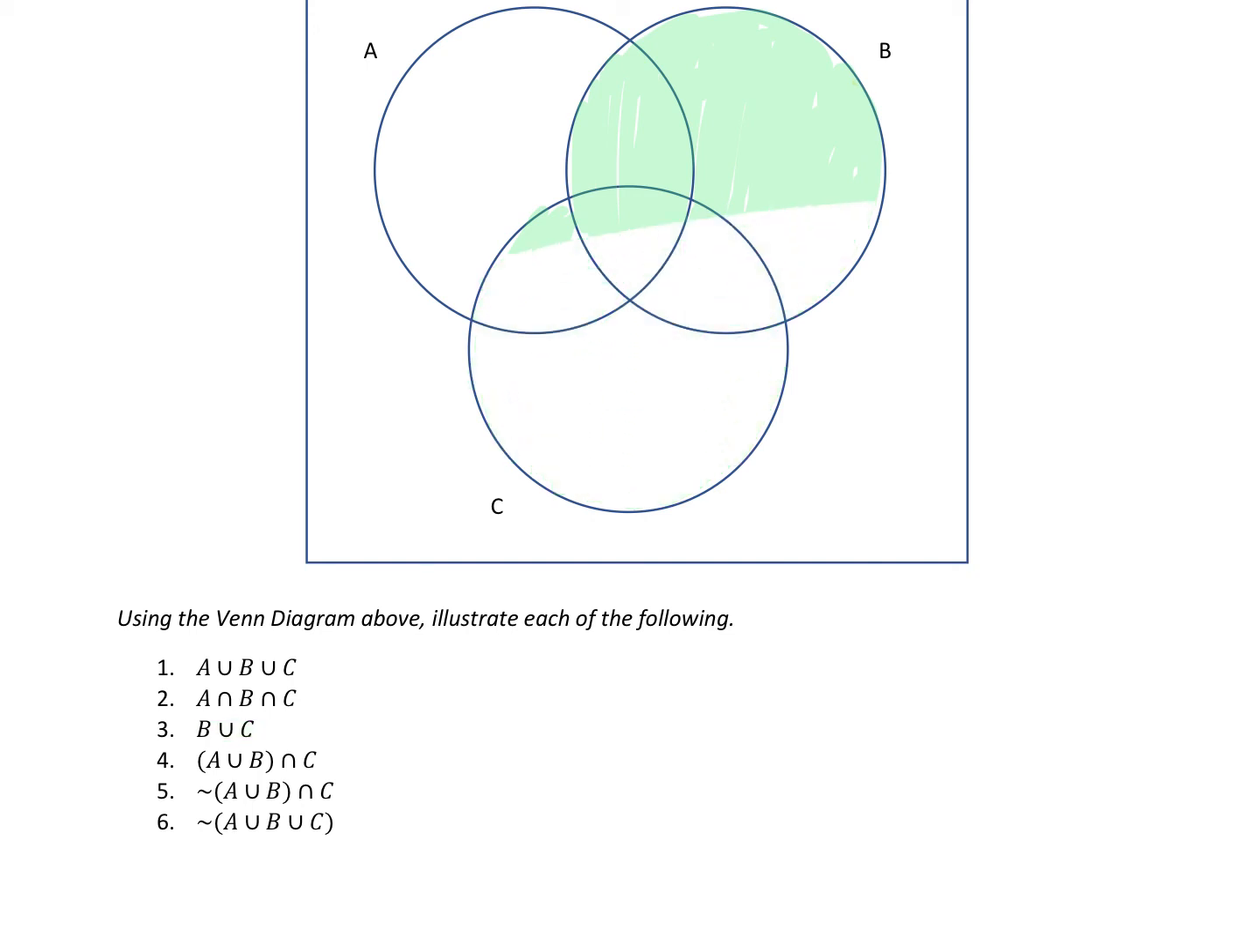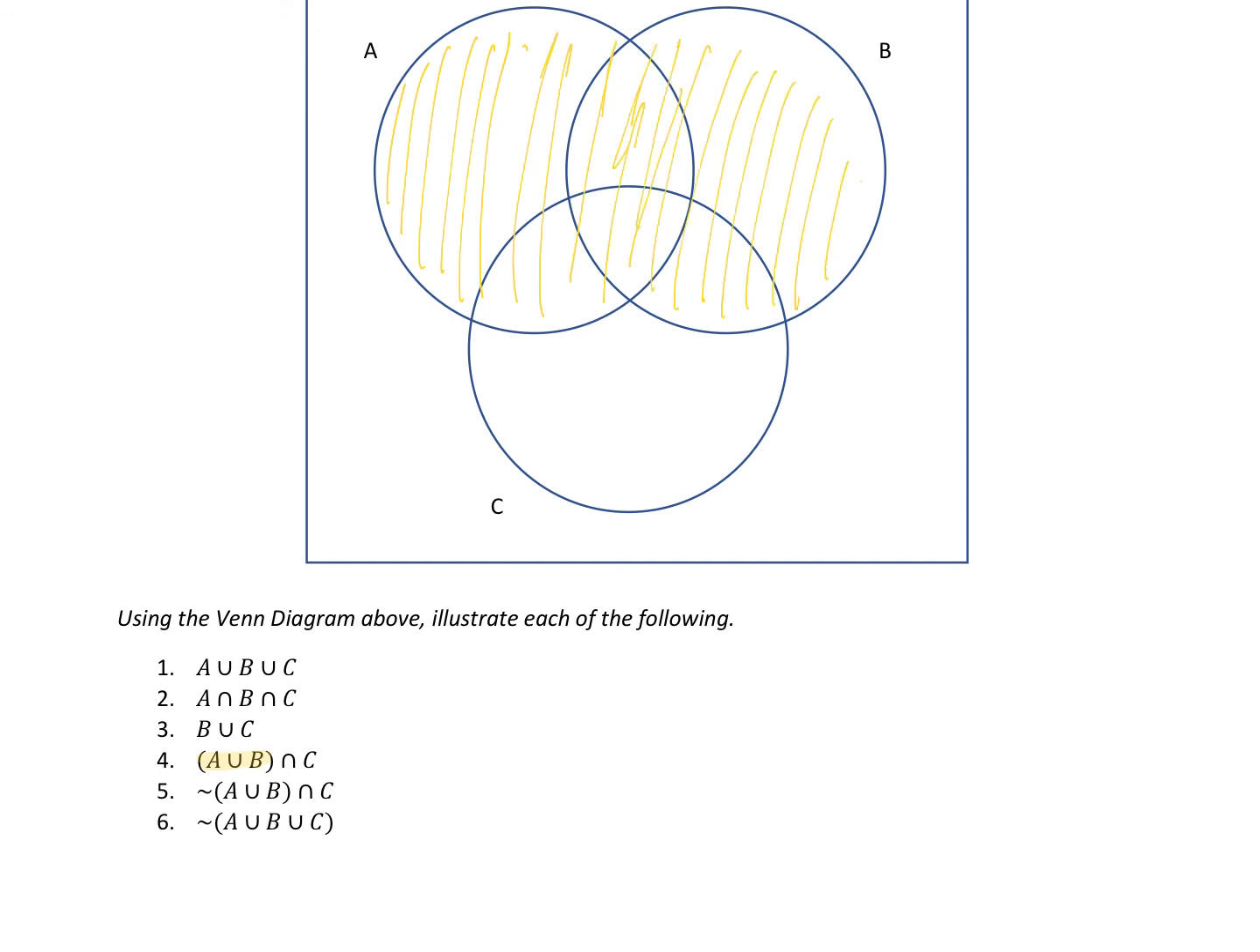All right, let's try number 4. So number 4, we have A union B intersect C. So let's work within the parentheses first. So let's first look at what is included here. So A union B. I'm just going to use hash marks. I think that might be easier. A union B is going to be everything that's included in set A or set B.